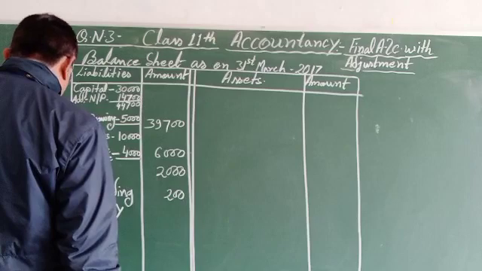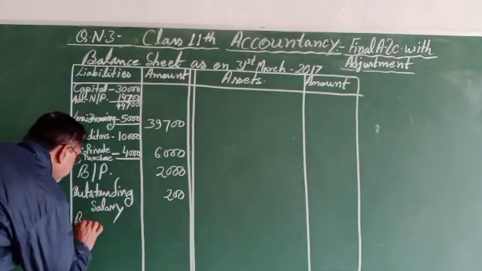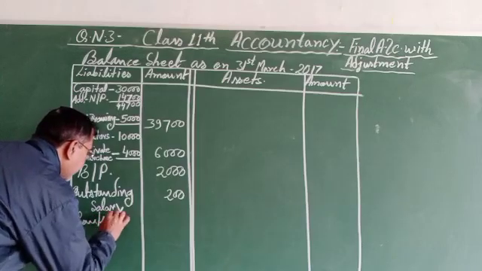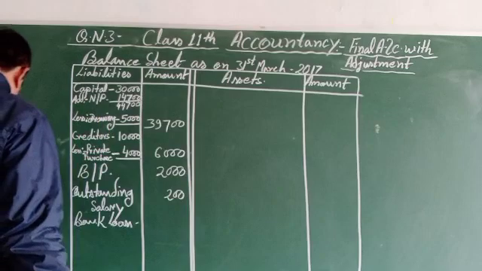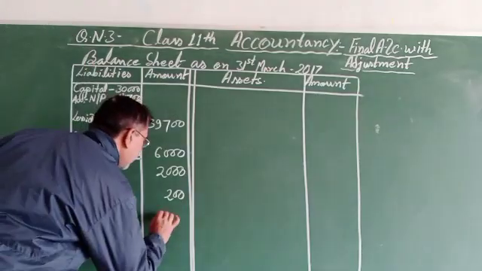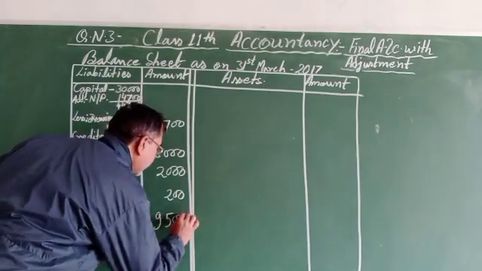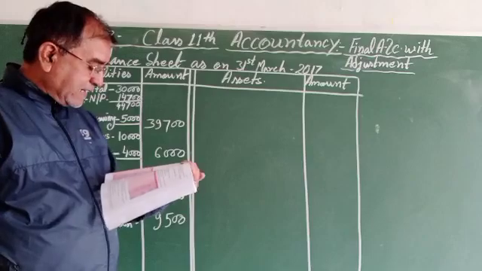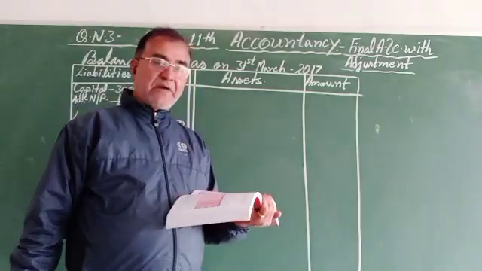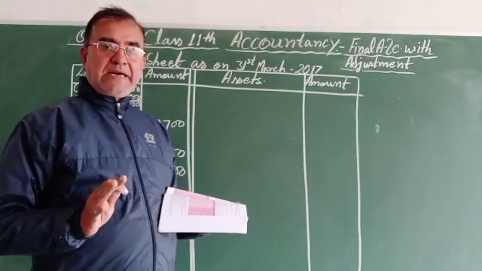After that, the bank loan is also given. The bank loan in the credit column is given as 9,500. Whatever the loan in the credit column, that is given 9,500. This one is the liability of the enterprise.